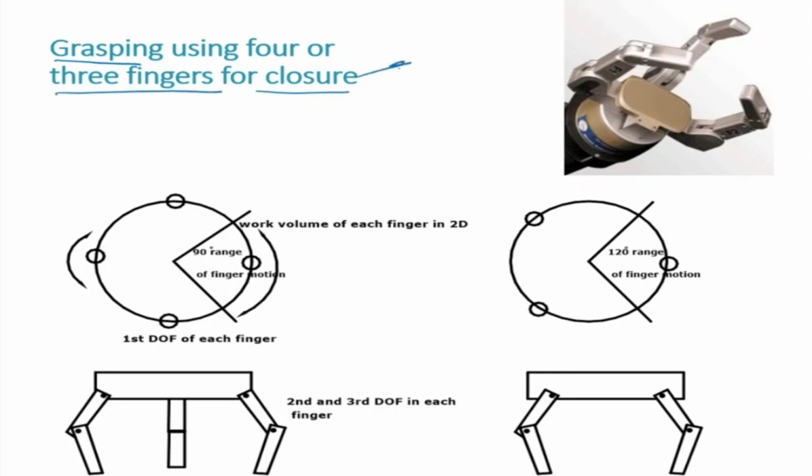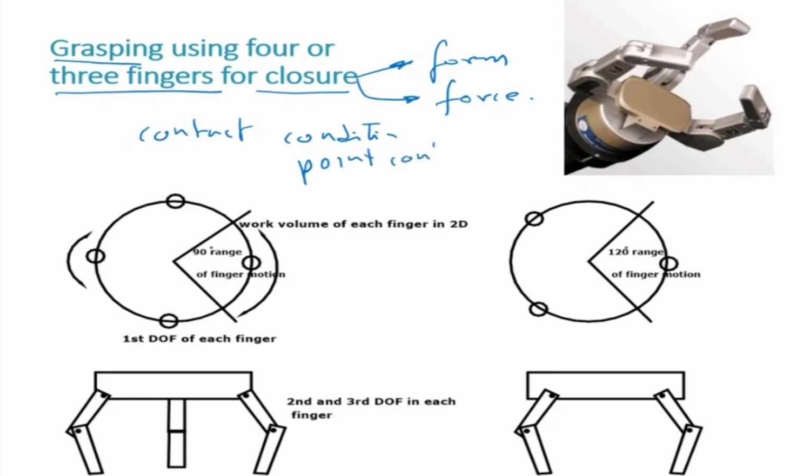Now we know that there are two kinds of closures. One is form closure and the other is force closure. Depending on the kind of fingertip contact that you have, that is, depending on the contact condition, whether it is point contact without friction, or with friction, we will decide whether it's going to be force closure or form closure.